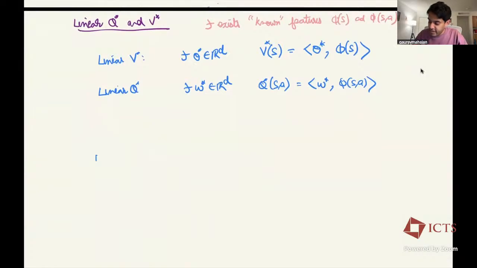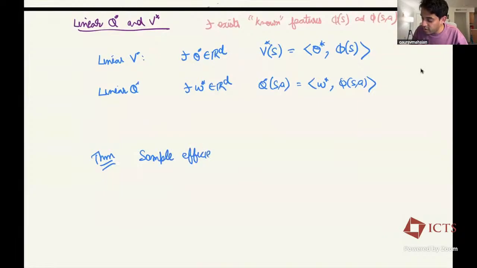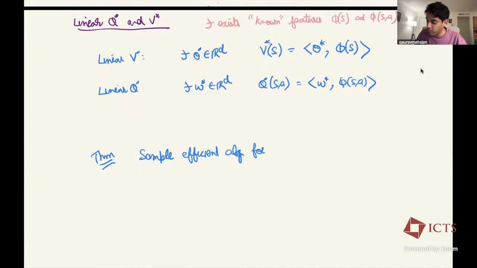Perfect. And so the result I'm going to talk about today, to show all the techniques, is going to be this result. So you can get sample efficient algorithms in this setting when both V star and Q star are linear.